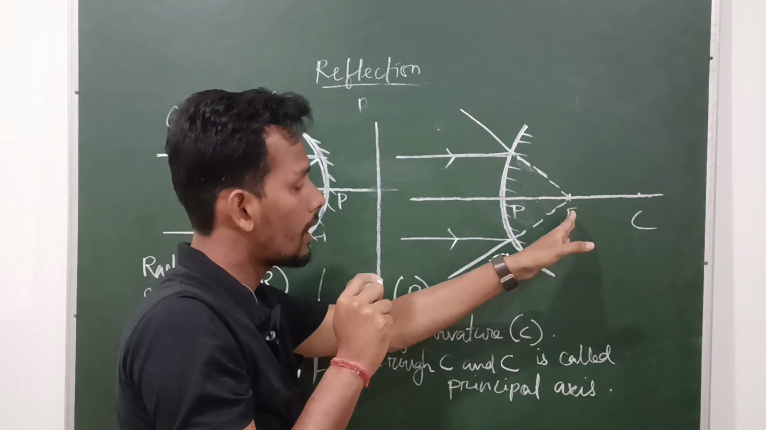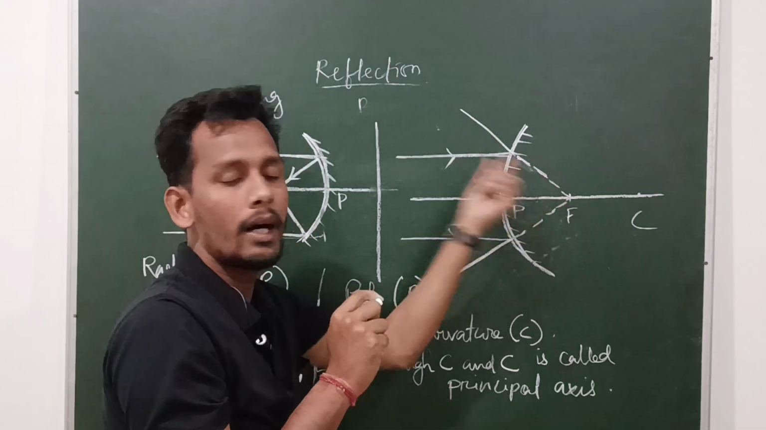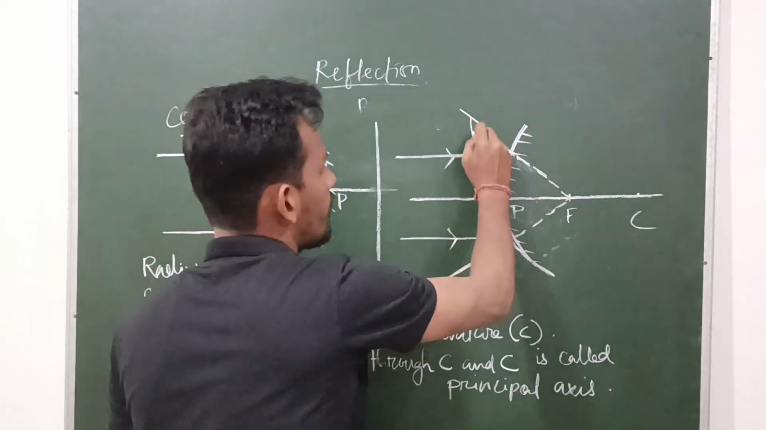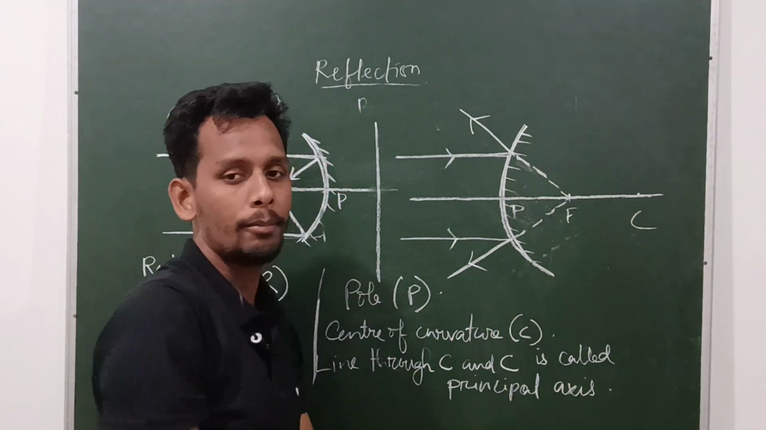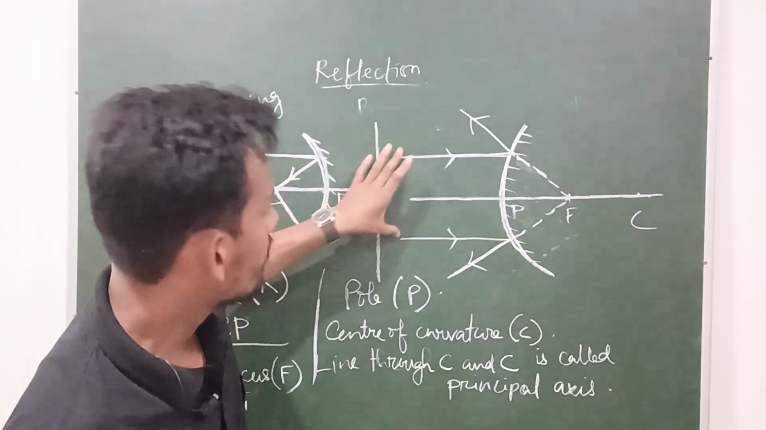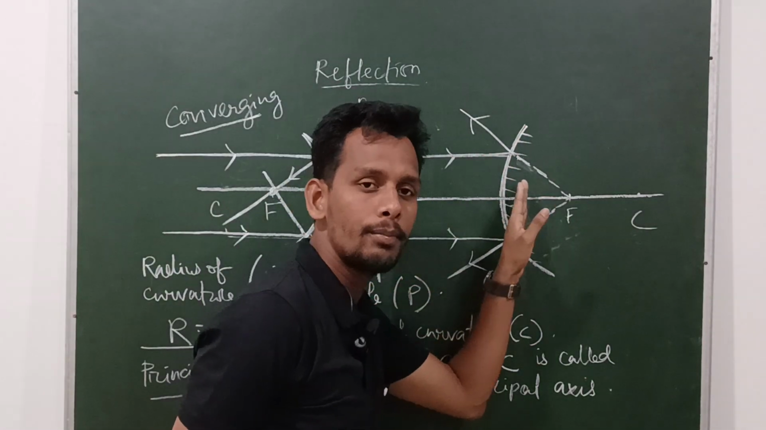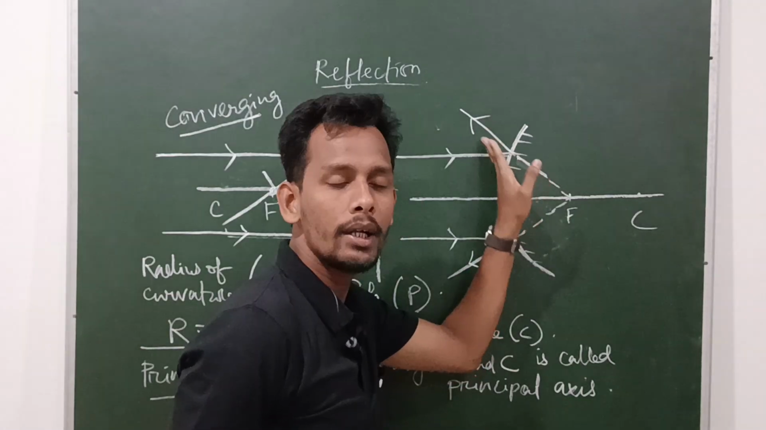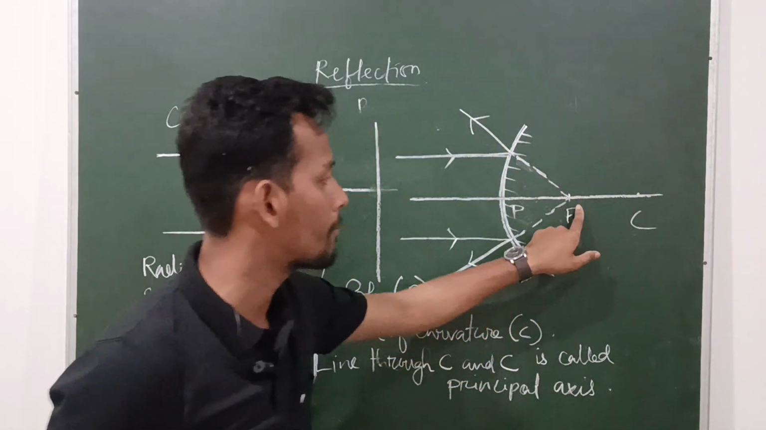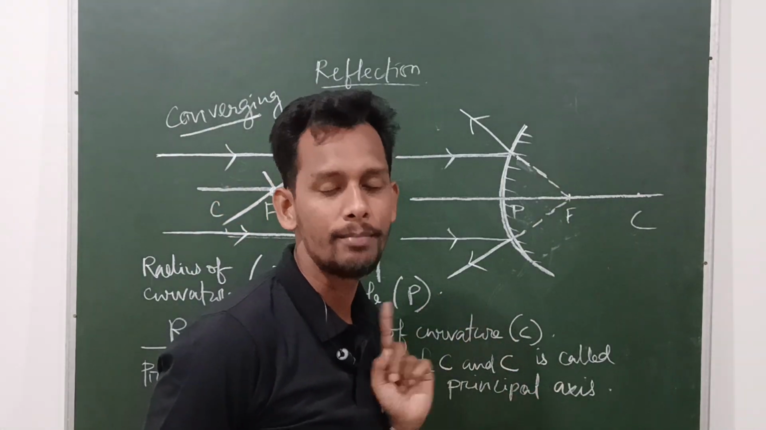Diverge out means the rays appear to come out from a point which is behind the mirror. Clear? That particular point is called the focus. This is not the actual point, it is an imaginary point. So the definition is: the rays which are parallel with the principal axis, after reflection from the convex mirror, look like they diverge out from a point behind the mirror. That particular point is called the principal focus of the convex mirror.